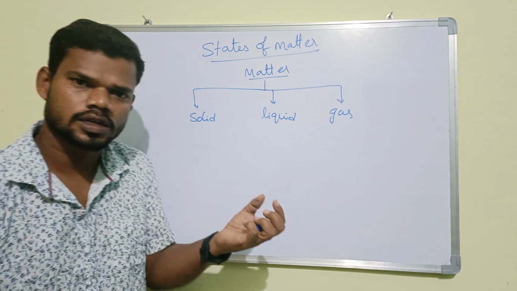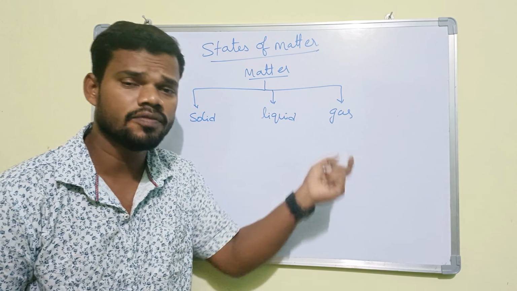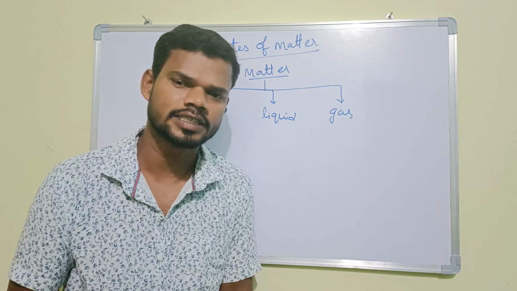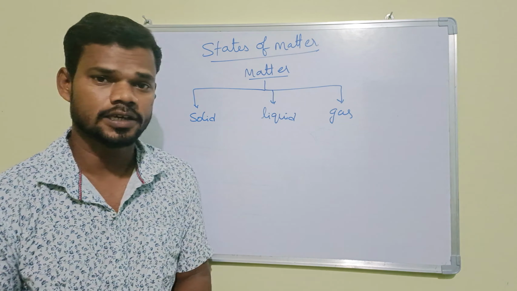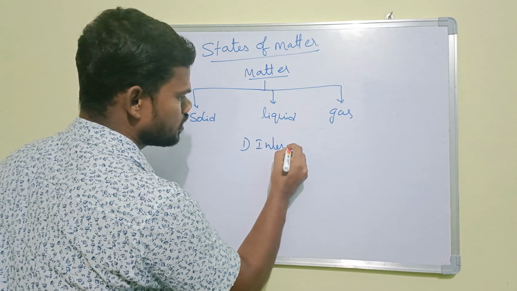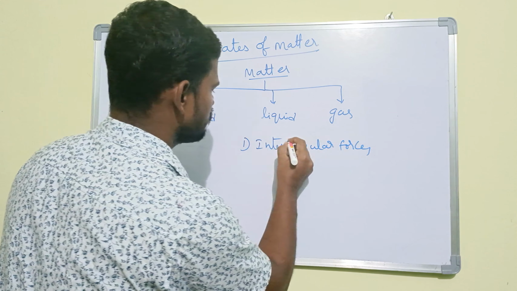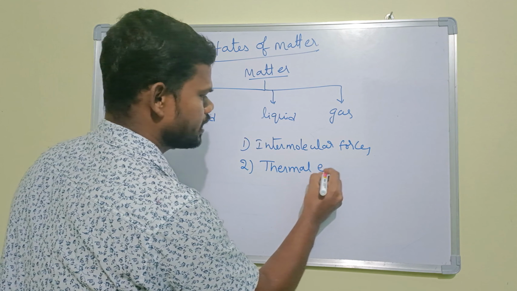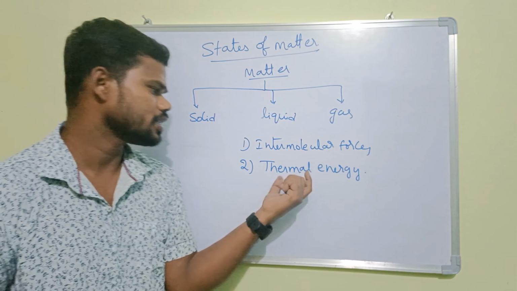So how can a compound exist as a solid, liquid or gas? How do we say whether a compound is existing as a solid, liquid or gas? That depends on two factors. One is intermolecular forces, and the other is thermal energy.